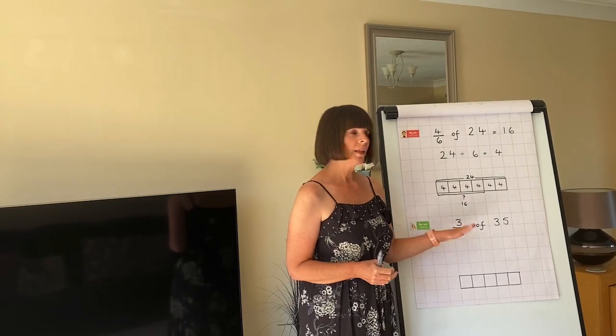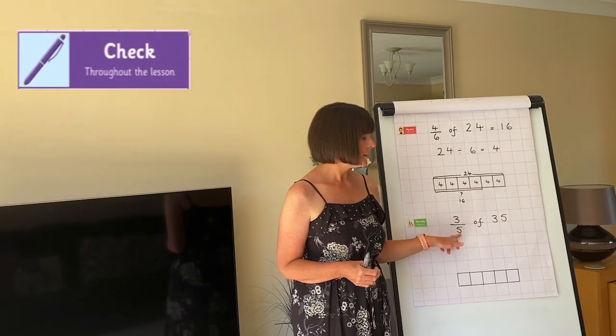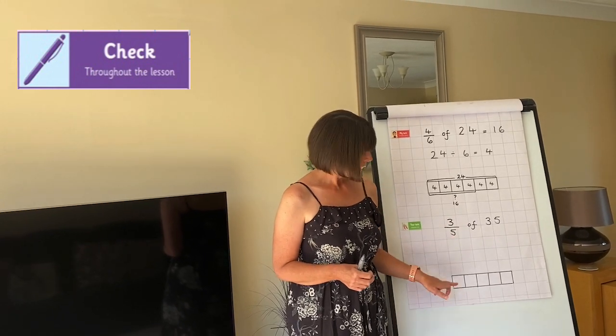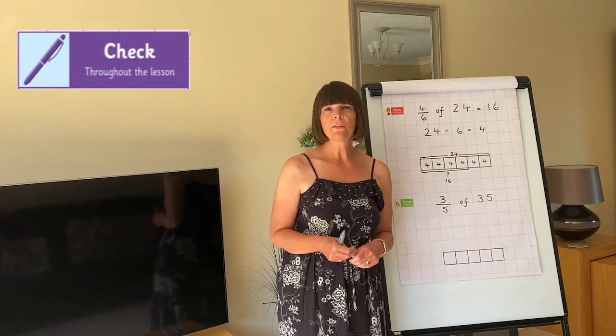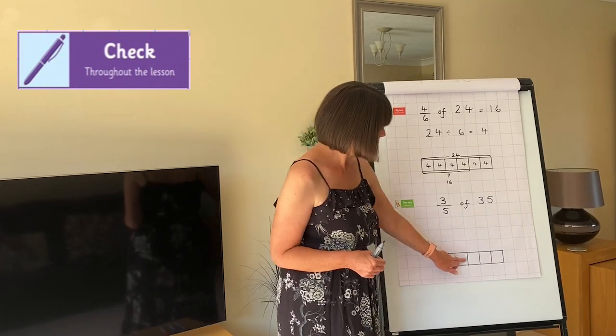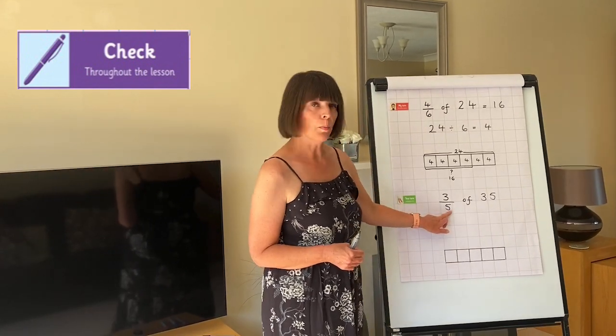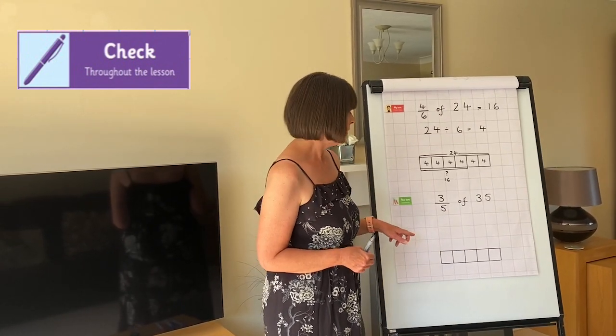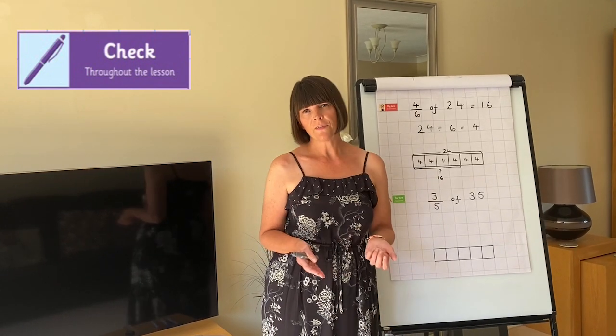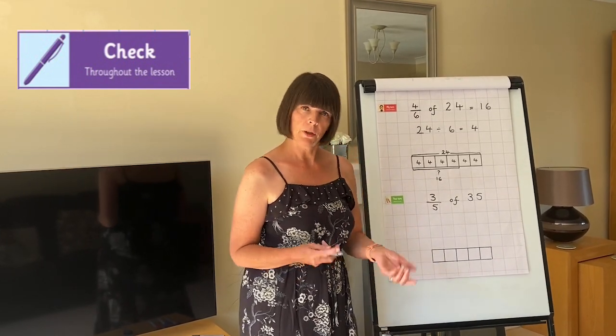How did you get on with that one? Did you recognise that we're working with fifths? And did you know that you needed to draw a bar with 5 equal parts? That's what I've done. There's my bar with 5 equal parts because I'm working with fifths. And I know that before I can find 3/5, I need to find 1/5. So I'm going to use my division.